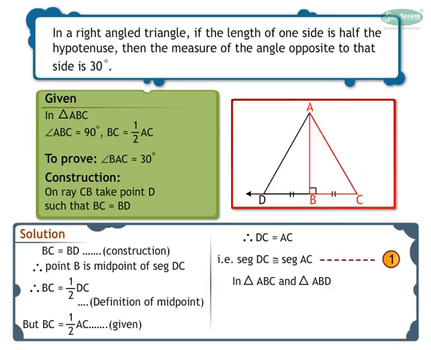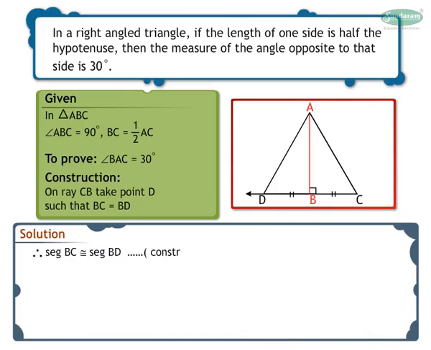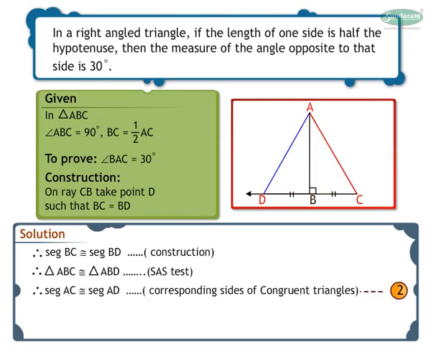Now, in triangle ABC and triangle ABD, since they are the common sides, segment AB is congruent to segment AB. Angle ABC is congruent to angle ABD, as each angle is of 90 degrees. According to construction, segment BC is congruent to segment BD. Therefore, according to the side angle side test, triangle ABC is congruent to triangle ABD. Therefore, segment AC is congruent to segment AD, since they are corresponding sides of congruent triangles. Let us mark it as statement 2.